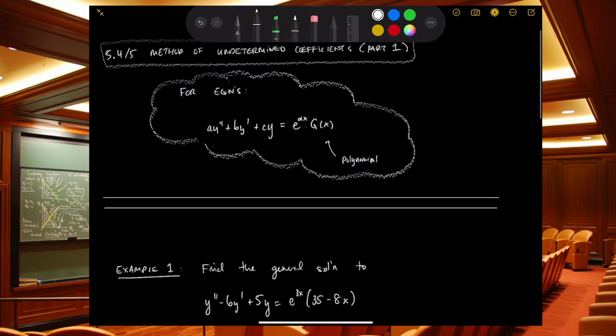So again, you'll see on the left, we've got a constant coefficient equation. And on the right, we have a product of an exponential and a polynomial. And again, it can really help to think of the left-hand side as being like the system and the right-hand side as being the forcing function. Okay, so some external force to a spring mass dashpot system.